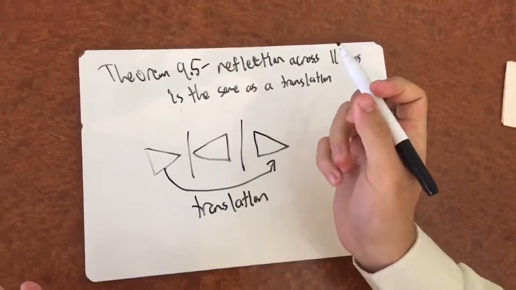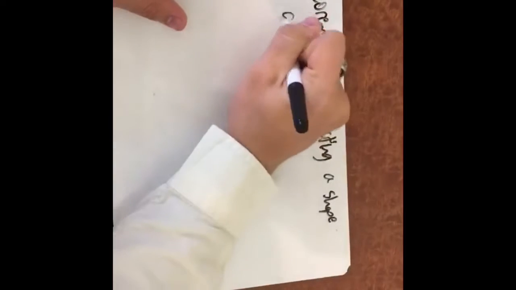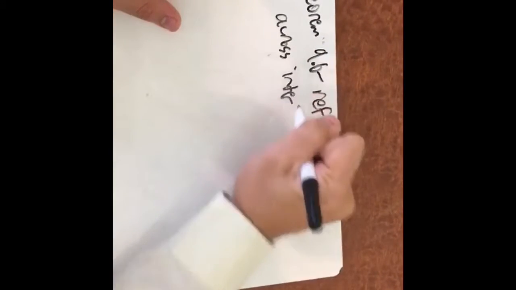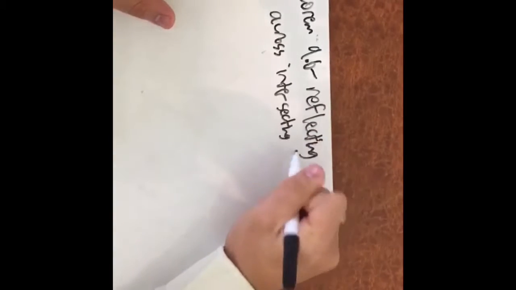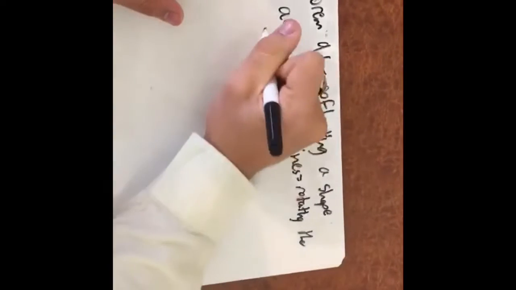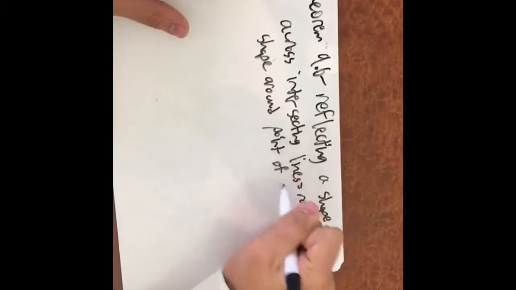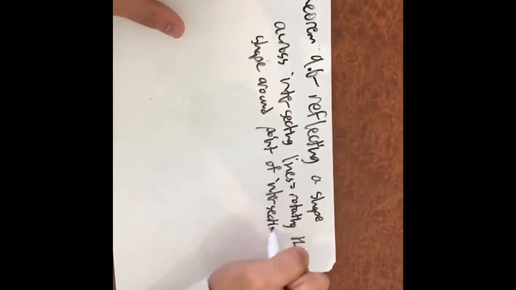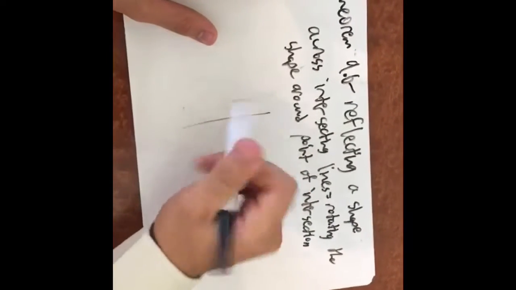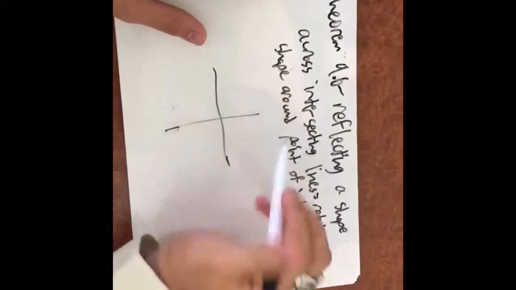Theorem 9.6 states that reflecting a shape across intersecting lines equals rotating the shape around the point of intersection. So, let me show you what that looks like. Let's draw two lines intersecting. This looks kind of like our typical x-axis and y-axis.